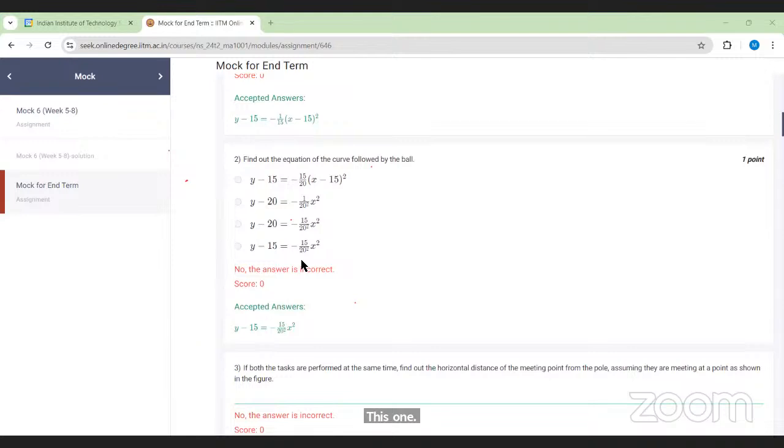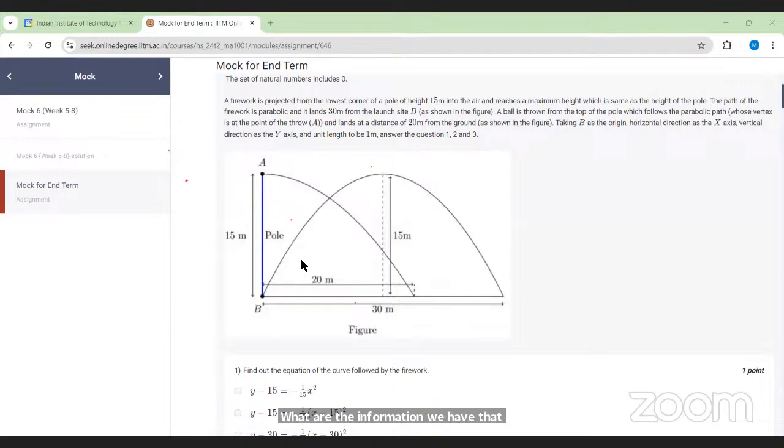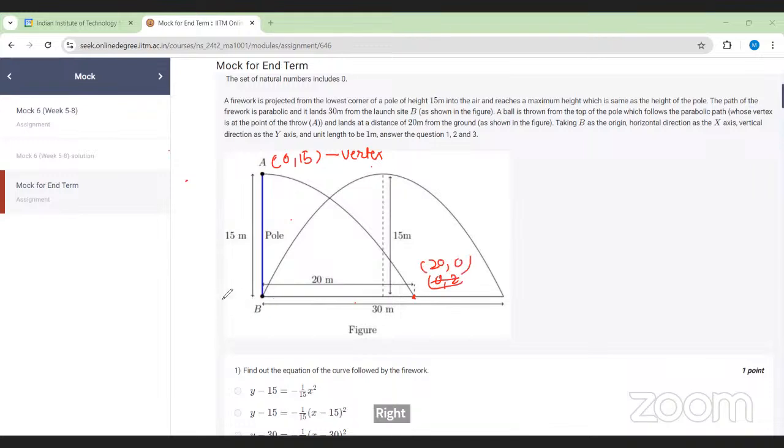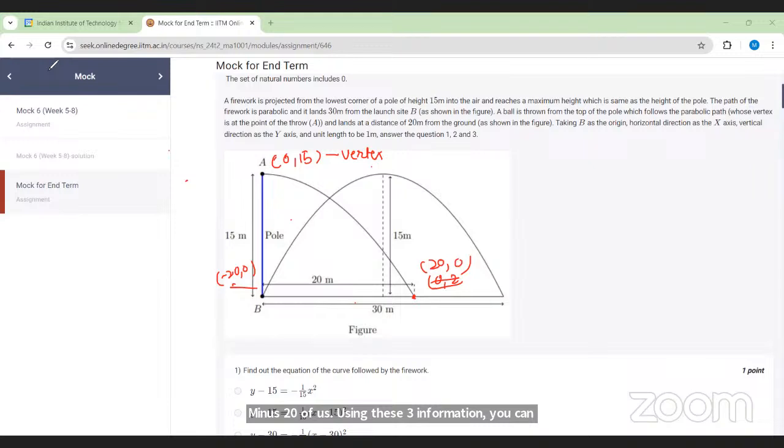Now, the second question says find out the equation of the curve followed by the ball. Okay, so here, what information do we have? We have the coordinate of the vertex, so 0, 15 is the coordinate of the vertex, right? Then 20, 0. And the other zero will be, obviously this is symmetric. A parabola always possesses symmetric behavior around the y-axis if its vertex is on it, right? So the other zero will be minus 20, 0. So using these three pieces of information, you can easily answer what the equation of it will be, right? Correct? Yes, ma'am.